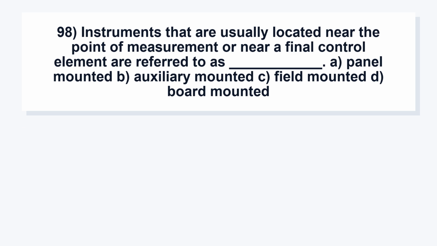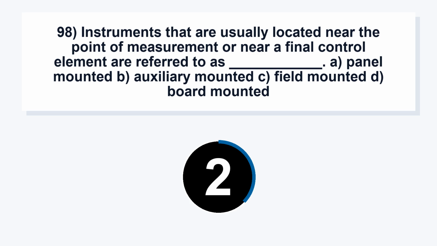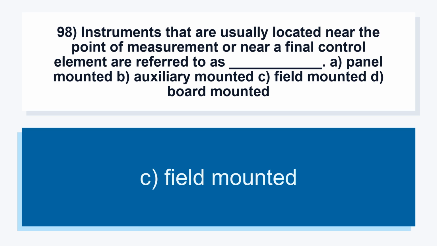98. Instruments that are usually located near the point of measurement or near a final control element are referred to as blank. A. Panel mounted. B. Auxiliary mounted. C. Field mounted. D. Board mounted. C. Field mounted.